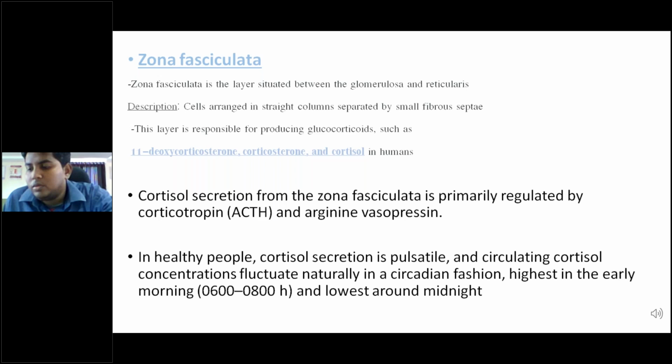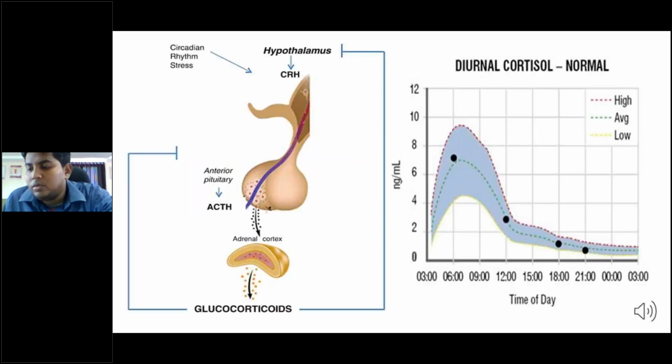In healthy people, cortisol secretion is pulsatile, and in a natural circadian fashion in the biological cycle, these levels fluctuate. Early morning, the levels are highest and lowest around midnight. You need to measure these levels in case of a dexamethasone suppression test or Cushing syndrome. So remember, cortisol secretion is pulsatile according to the circadian rhythm. High levels are secreted in the morning and lowest around midnight. So this is a circadian rhythm.